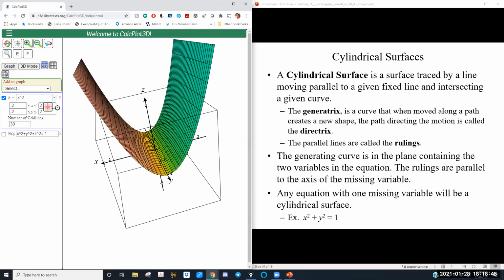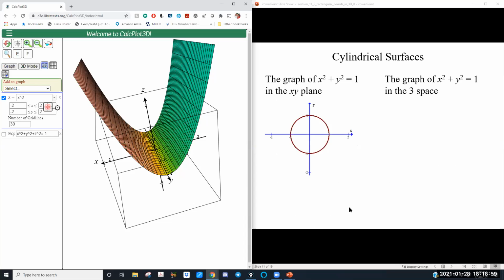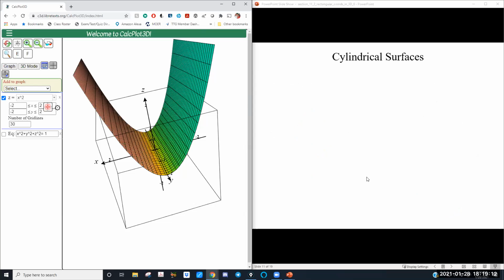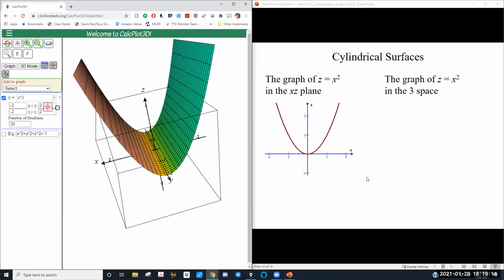Again, when you see any equation missing one variable, like we saw earlier with the cylinder, x squared plus y squared equals 1, right, so this would be our generatrix. Our directrix is the z-axis because it moves along the z-axis. So they're really obvious. They're always missing a variable. Here's another one.